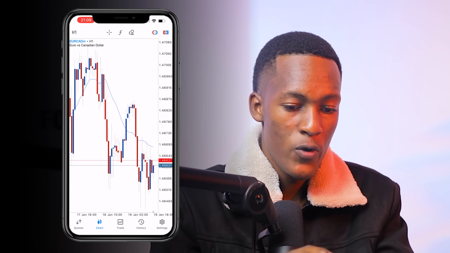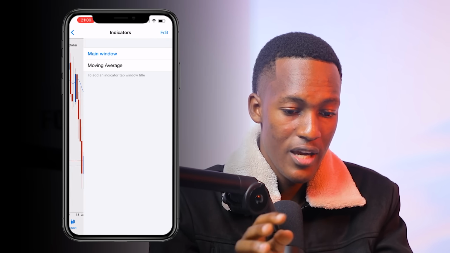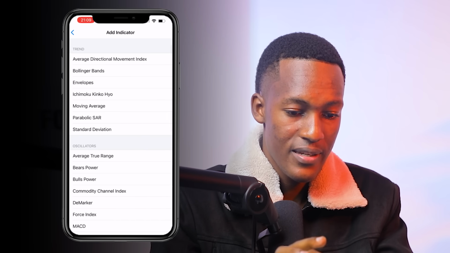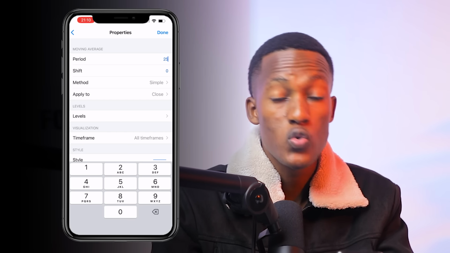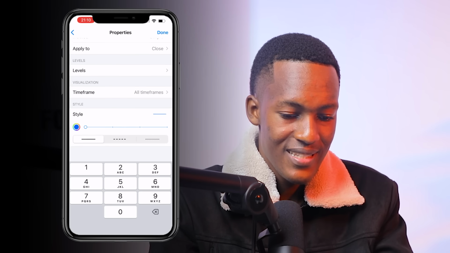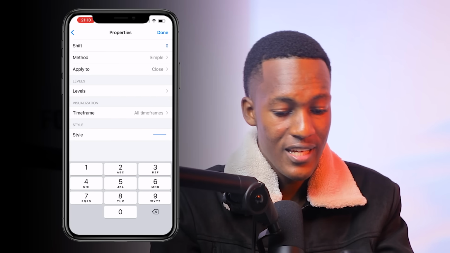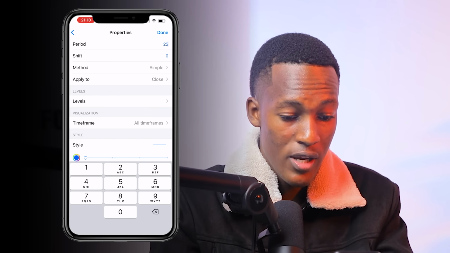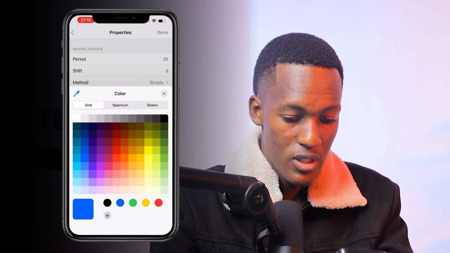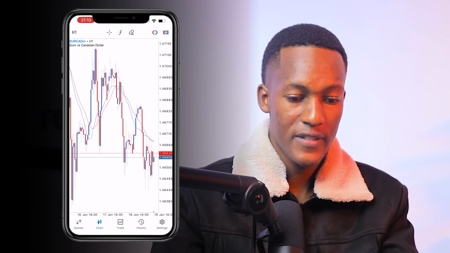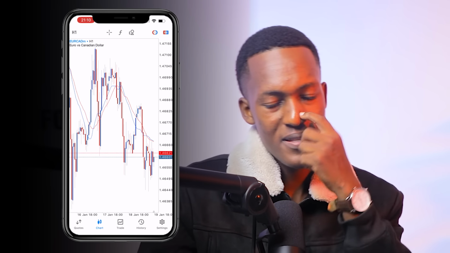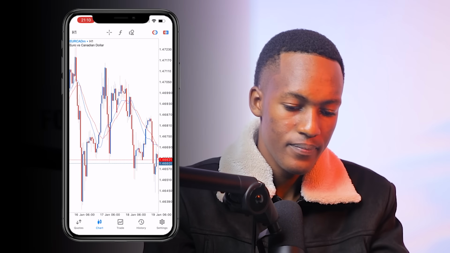Then we can click again on the F to add the other indicator. So moving average. This time around we're going to adjust the period to 25. Then adjust the color to red or any color of your choice, but all in all avoid confusion. So we're just going to select red. Perfect, there we go. Now we do have these two indicators on.